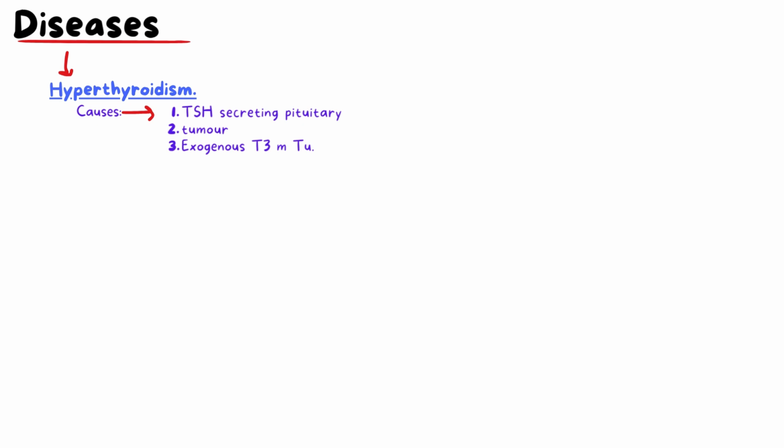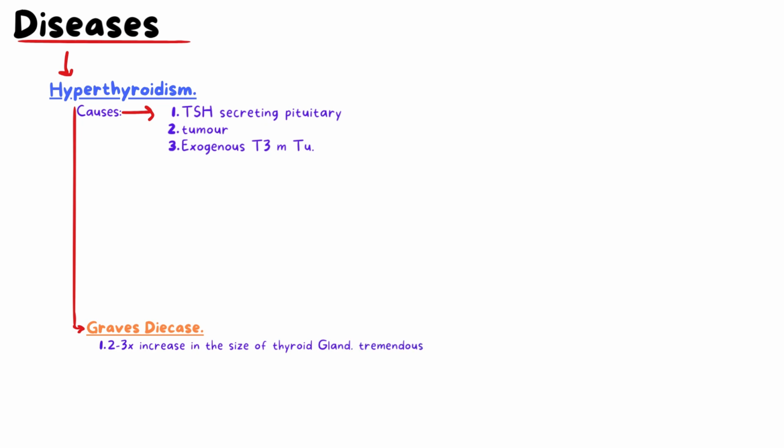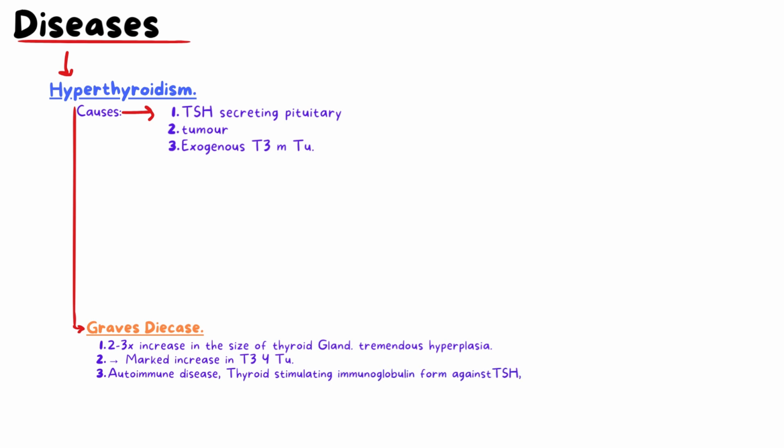One example of hyperthyroidism is Graves' disease. The size of the thyroid gland is increased, and there is tremendous hyperplasia. This causes increased release of T3 and T4. This disease is an autoimmune disease and occurs as a result of production of thyroid-stimulating immunoglobulins, which are produced against TSH, and they stimulate the thyroid gland to release T3 and T4.